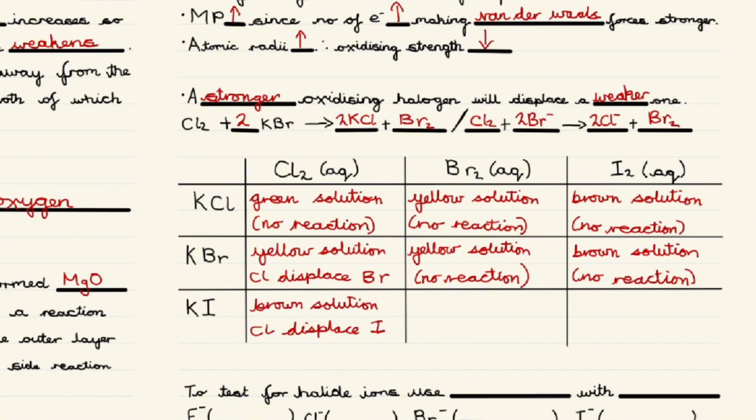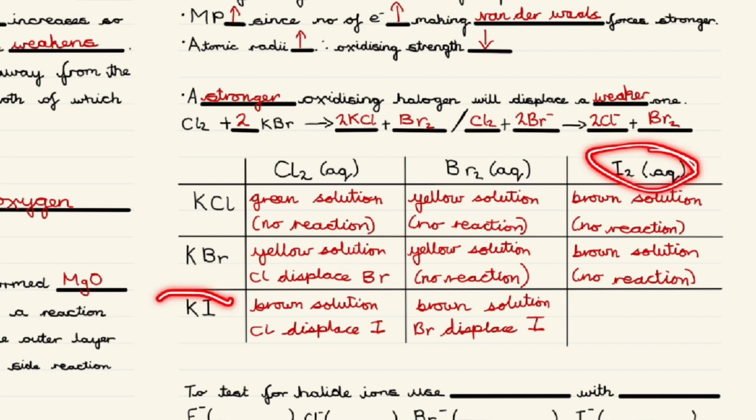And then the same thing with bromine and potassium iodide, the bromine is going to displace the iodide, and we're going to form iodine, which is a brown solution. And then we have iodine with potassium iodide. Iodine is not going to replace iodide, so there's no reaction. So then the thing that gives us the color is the iodine, which is just a brown solution.